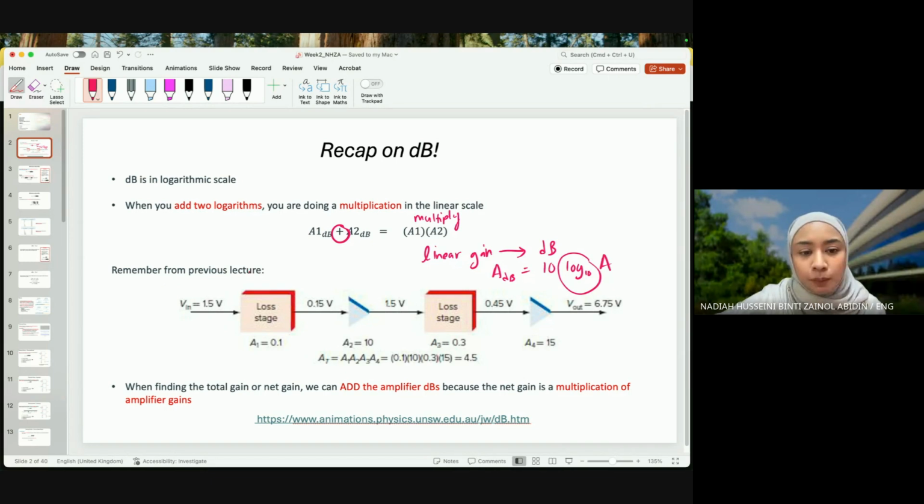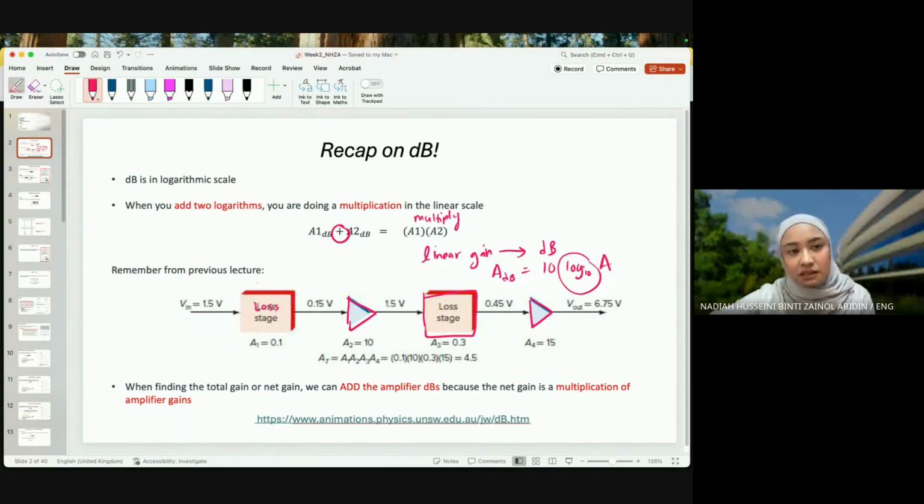Okay, so remember from previous lecture, we have a system. This is our system, and you have your loss stage or your attenuator. This is the symbol for amplifier or gain, and this is your loss or attenuator, and this is your gain. So you have something that is connected subsequently. You have your attenuator, gain.